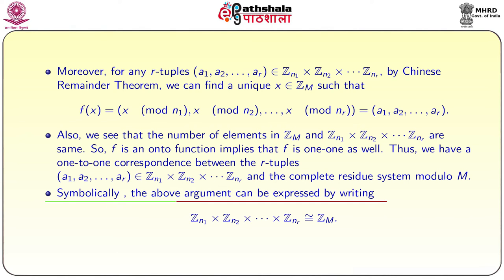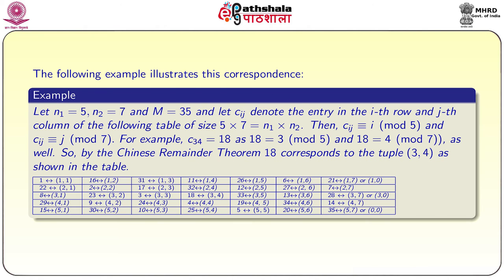Symbolically, the above argument can be expressed by writing that Zn1 cross Zn2 cross and so on Znr is isomorphic to Zm. Even though we have not defined what isomorphism is, for those who already know it, this is a nice observation and a nice correspondence from Zn1 cross Zn2 and so on cross Znr to Zm. Now, we illustrate what we have discussed till now with an example.